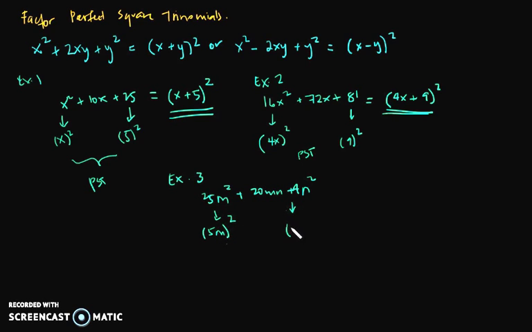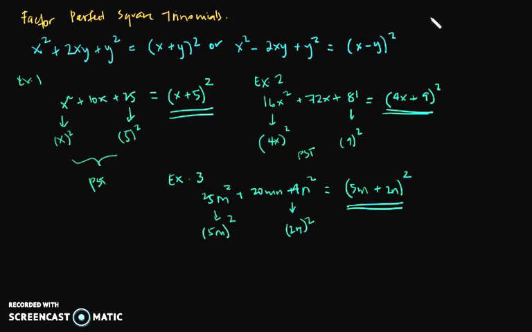So this would become 2n squared. 5m times 2n is simply 10mn. Double it, that gives me 20mn. Therefore, just simply write the factor. That is the quantity 5m plus 2n squared.